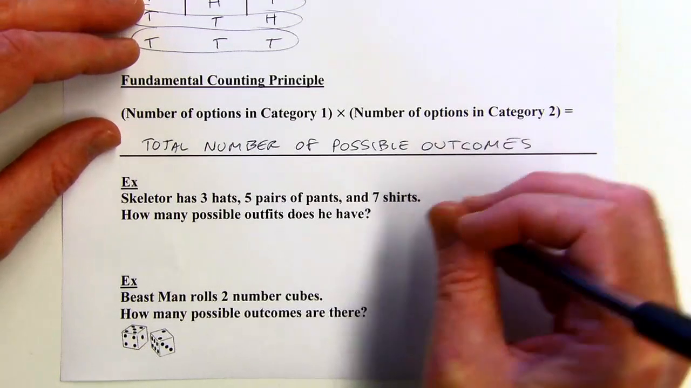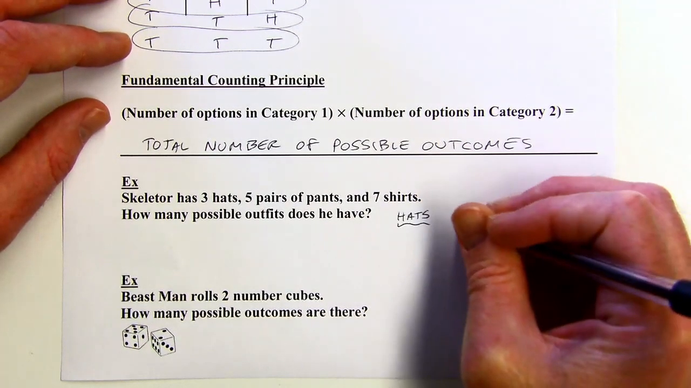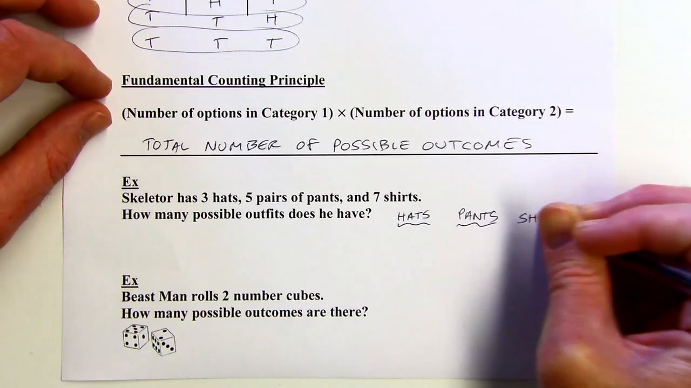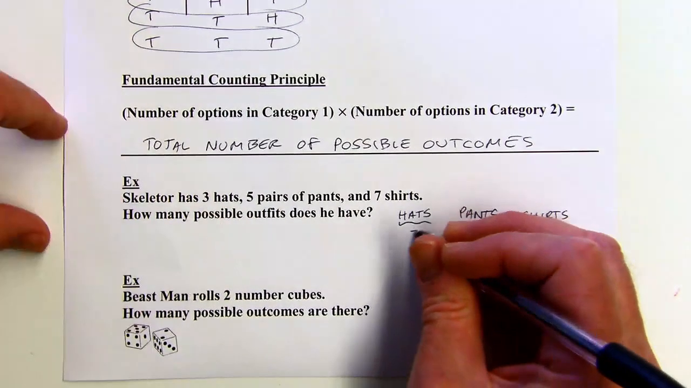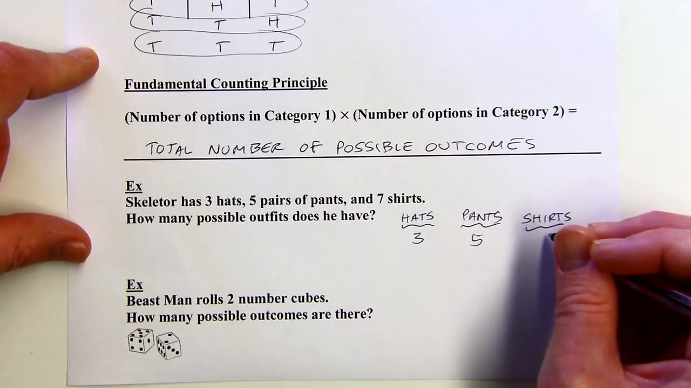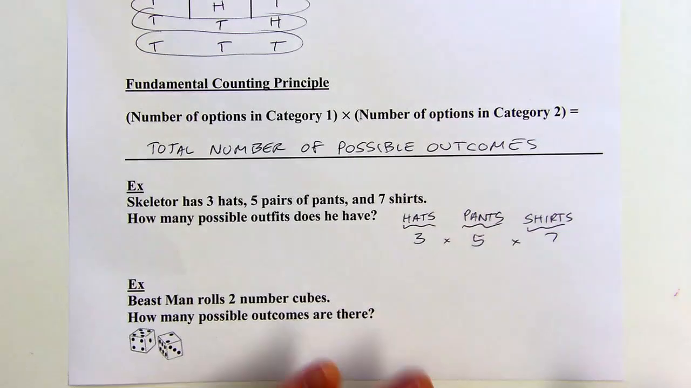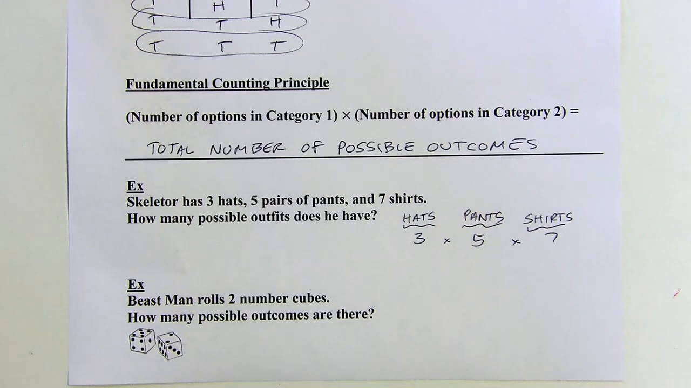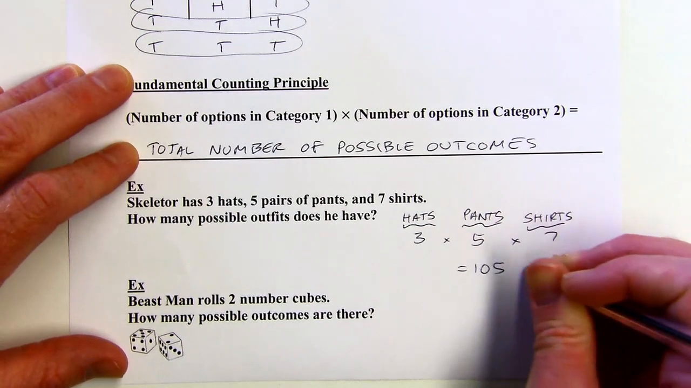Okay? So I've got my hats category and the pants category and the shirts category. And 3 possible hats to choose from, 5 pairs of pants, and 7 shirts. So to figure out the total number of outfits, all we have to do is multiply those 3 numbers together. So 3 times 5 times 7 comes out to 105, and that's how many outfits.